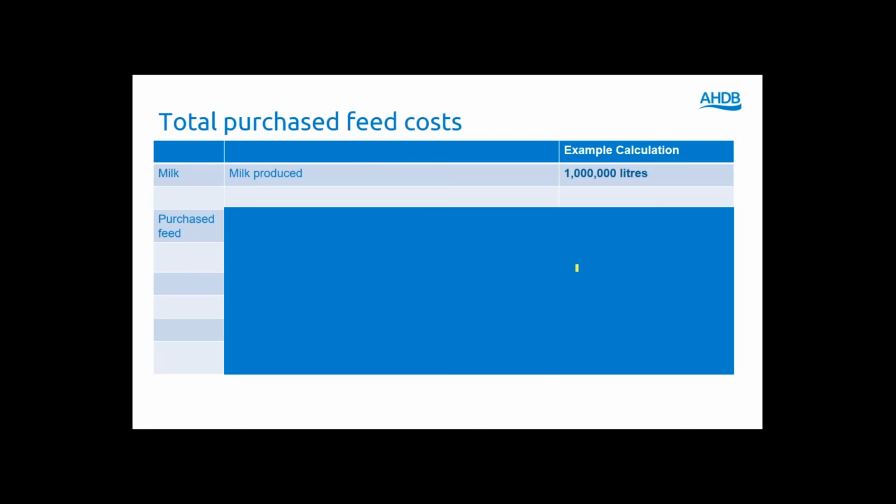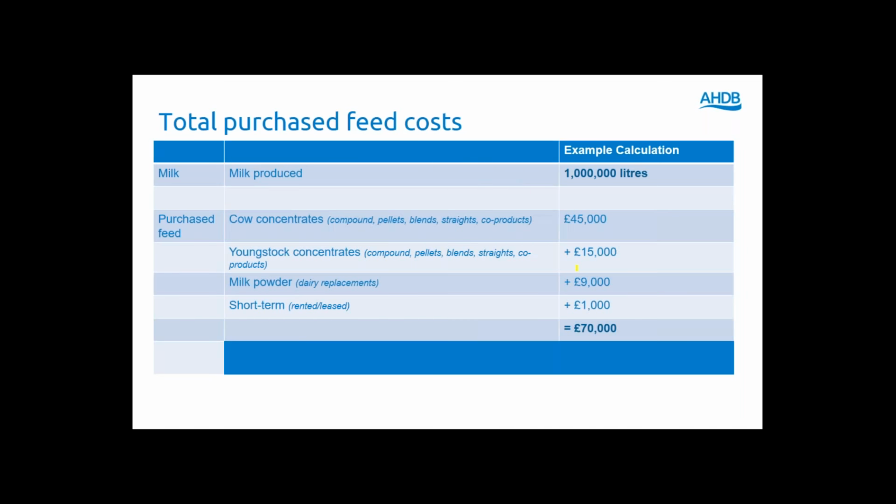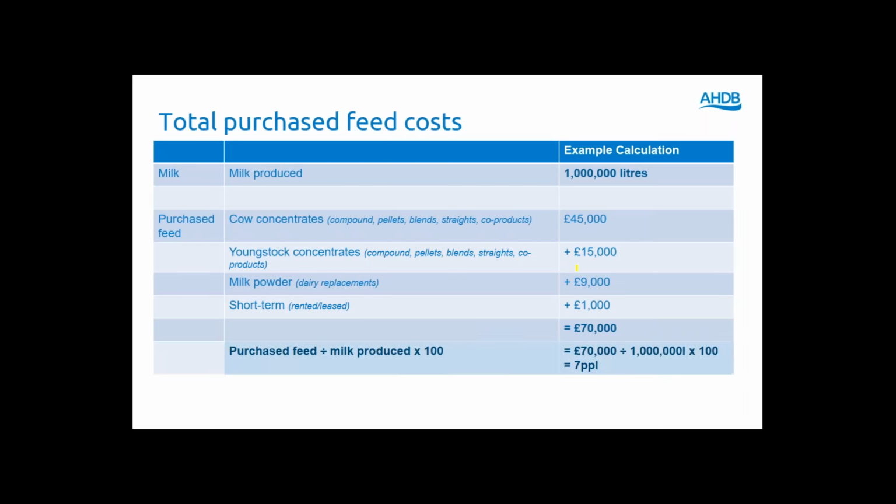Right, let's have a look how that's calculated then. This is going to involve milk produced and obviously the purchase feed. It's relatively straightforward: you need the amount of milk produced so you can arrive at your pence per litre figure, and then all the other costs of the purchase feed, which we've covered off in the definition. Once you've gathered those together, it's very simply dividing the purchase feed by the milk produced, times by 100 to get a pence per litre figure.